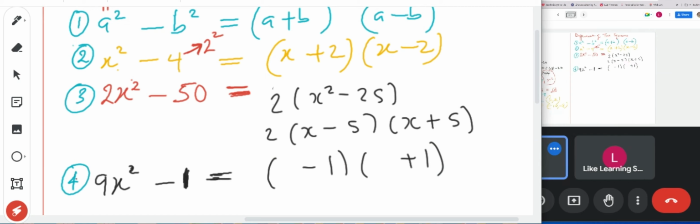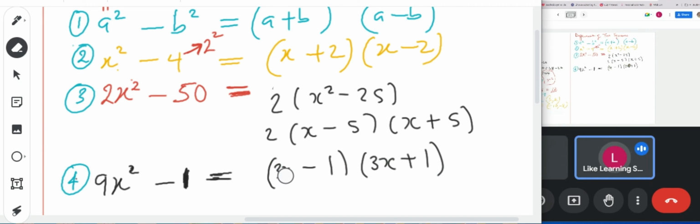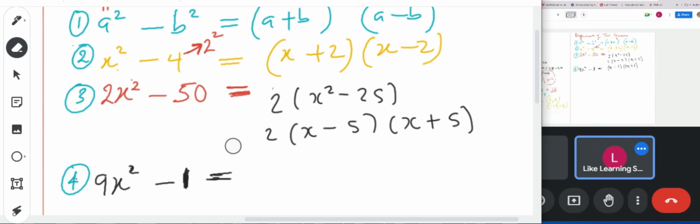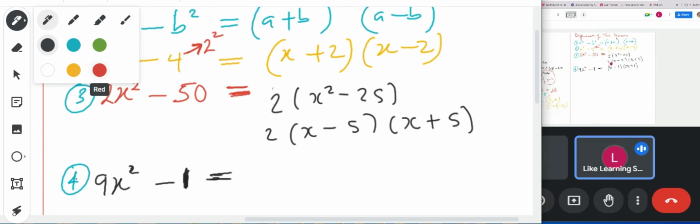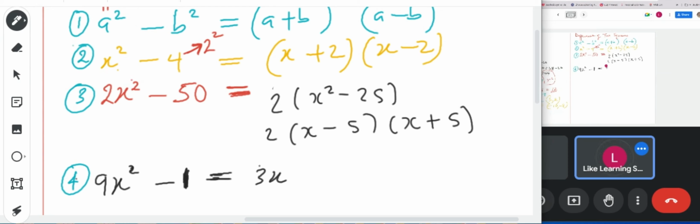Will it be 3x and 3x? You're right. You're actually very right. And why is it that way? Let me just work it out, following the steps, because this will be 3x all squared. That is what this one is. Is that not what it is?